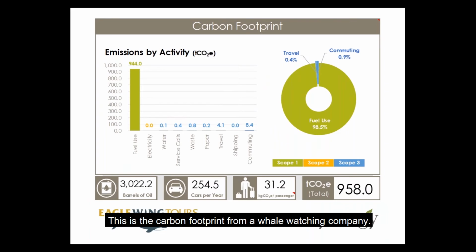This is the carbon footprint from a whale watching company. Again, thinking about those two previous slides, we're looking at double the emissions of a hotel, but only two-thirds of the emissions of that 3-day conference. And you'll also notice that fuel use makes up over 98% of this carbon footprint. So it's high intensity on the fuel consumption, but this organization is still tracking all of the other emission sources.